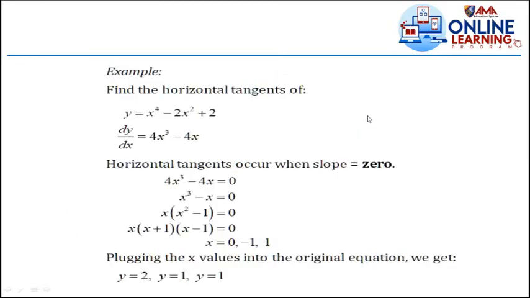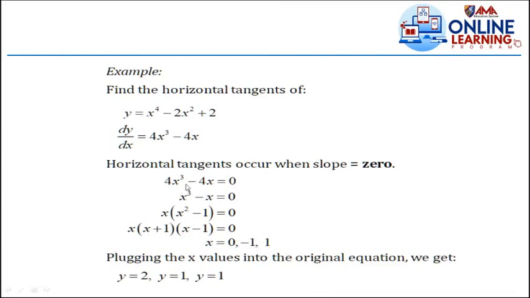Okay? So you have your example again, no? Find the horizontal tangent of y is equal to x to the fourth minus 2x squared plus 2. Okay? Sabi dito, if we're going to get the first derivative, so 4x cubed, alam nyo kung paano siya nakuha, no? 4x, 4 minus 1 is 3. 2 times 2, we have 4x, 2 minus 1 is 1. Derivative nito is 0. Okay? So dito, find the horizontal tangent. Horizontal tangent occurs when the slope is equal to 0.